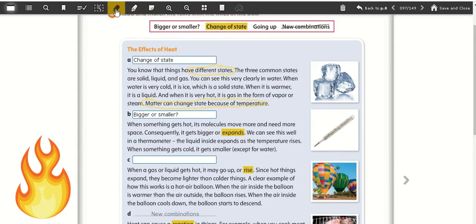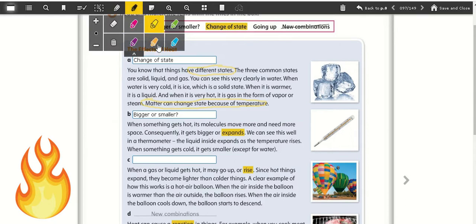In this case, remember that the most common change that we're going to have with heat is going to be this one. When we have heat, things are going to become bigger because they get bigger or they expand. It's important that you underline or highlight these parts that I am underlining.